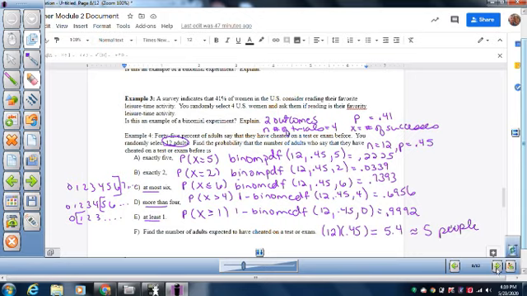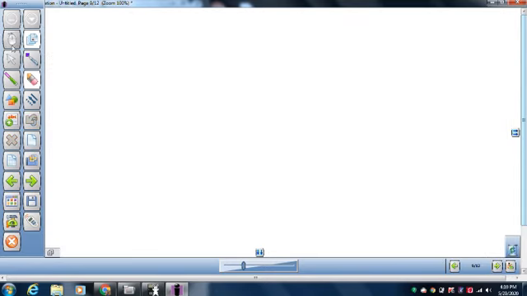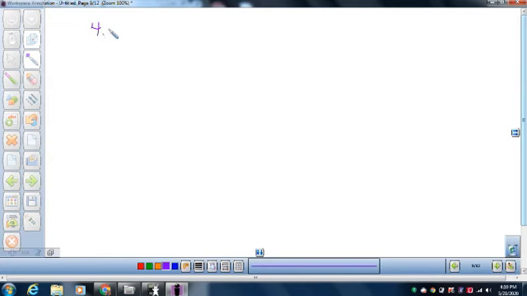So, the last section that I want to talk about is section 4.3, which are other discrete random variable distributions, namely geometric distribution and the Poisson distribution.